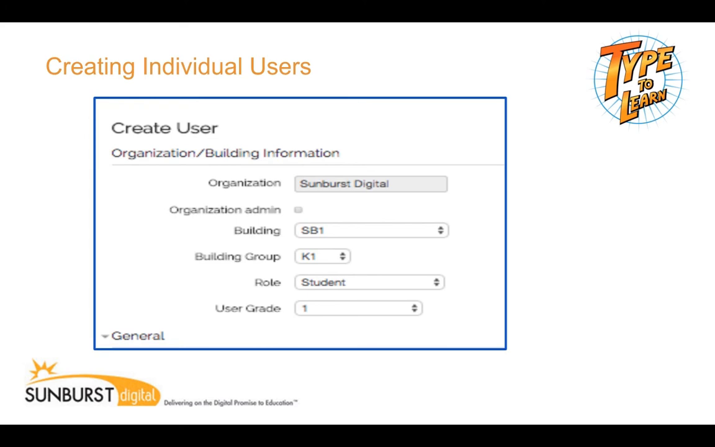Creating a user, the first portion will populate for you, which will be your organization. If you have multiple buildings within your account, you will need to select your building. If you only have one building, that information will populate for you. Then you will select your building group, the role the user will play, student or teacher, and the user grade.